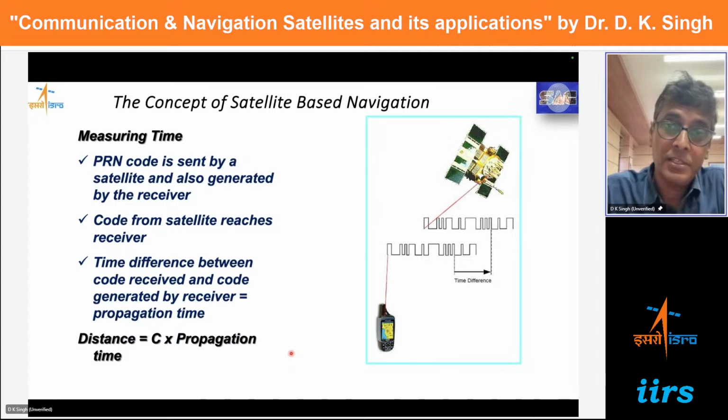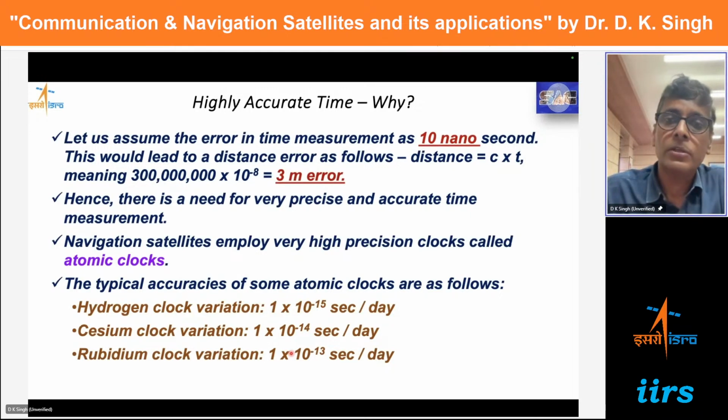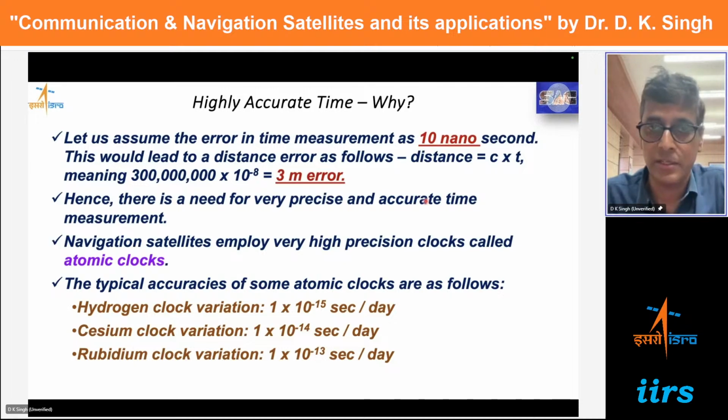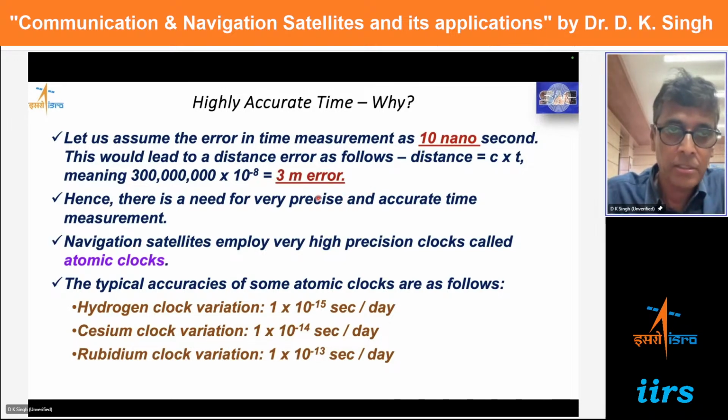Now that means everything is depending on the time, so the time measurement should be very, very accurate. Just to give you an idea of the accuracy, if your time measurement is off by 10 nanoseconds, your position will be off by 3 meters, because the velocity of light is so fast.